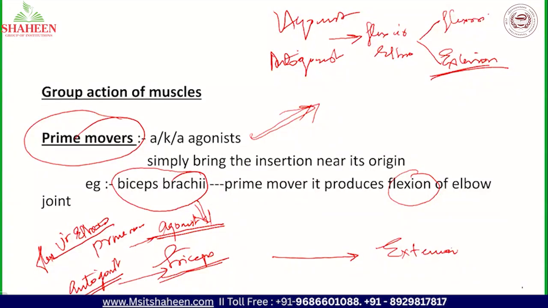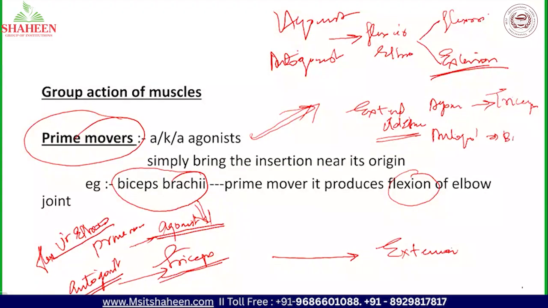Yes. Okay. Then vice versa, if you want to extend your elbow, the agonist will be the triceps, that is the extensors. And the antagonist will be the biceps, or the flexors.